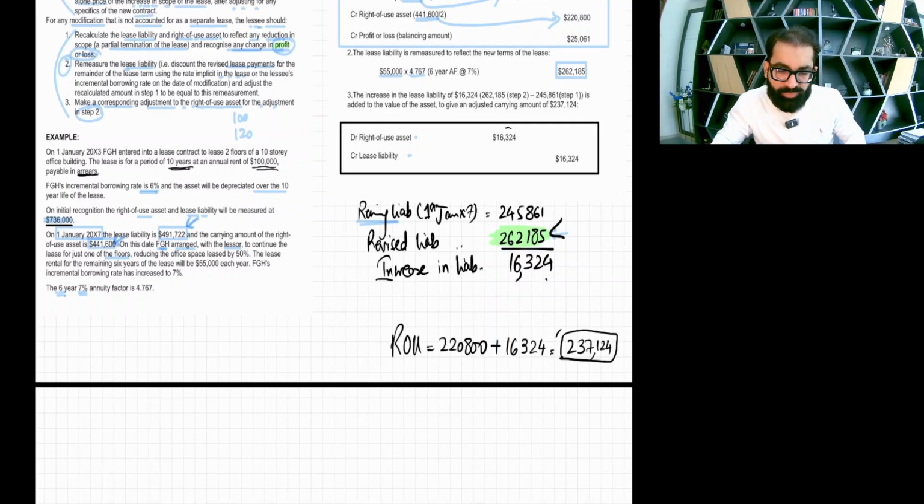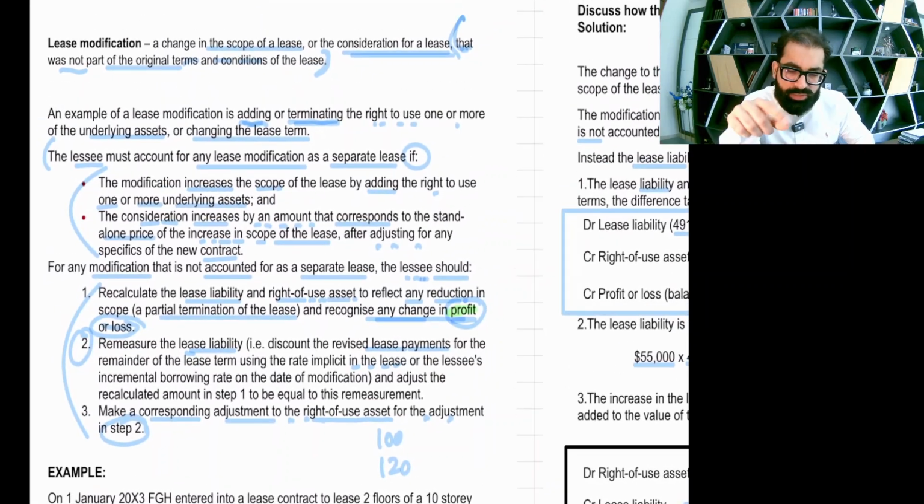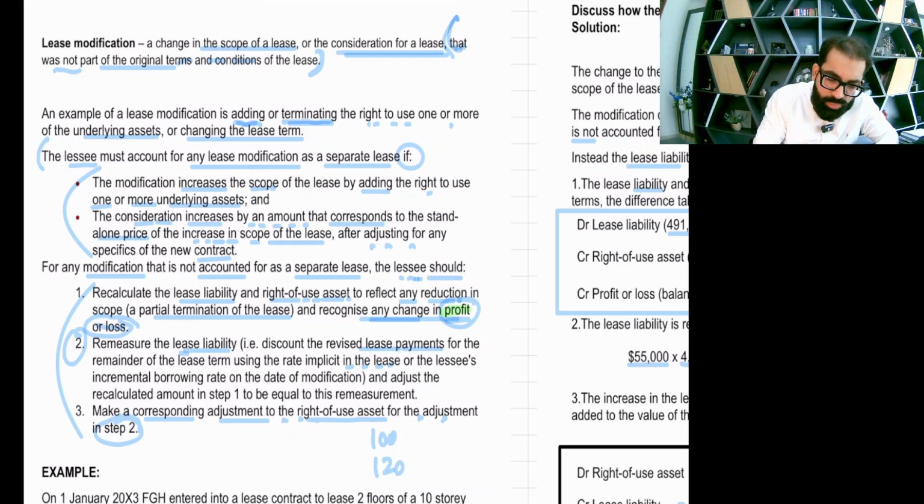Okay, so finally let me give you some summary. The summary is, you must know the definition of modification. Then modification is treated as a separate lease contract when these two conditions are met. And if even one of these two conditions is not met, then the modification will be incorporated in the existing contract, and then you need to follow this. Okay, right? So you can better read it and work hard.